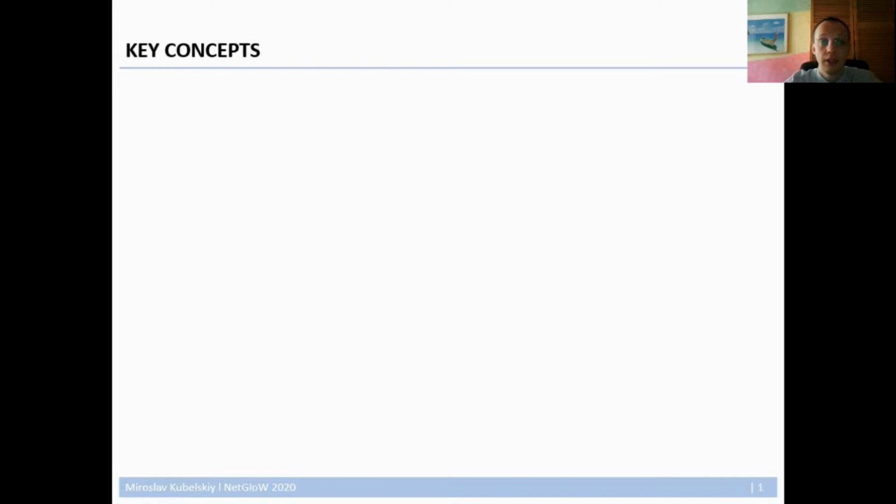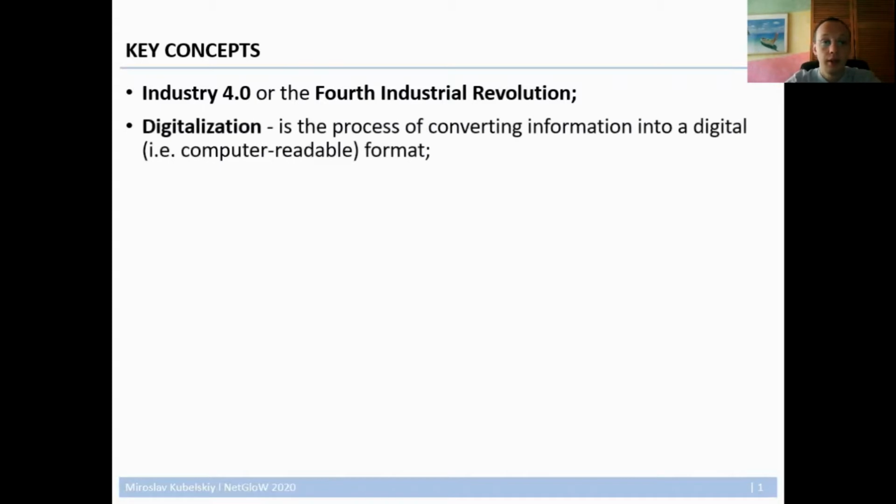So, first of all, it is necessary to introduce key concepts of the research. The process of building digital twins is a part of the fourth industrial revolution, or Industry 4.0. And the core process in the context of Industry 4.0 is the process of converting information into a digital format, that is, digitalization. And if we are talking about management practice, we can talk about digital transformation of enterprises. That is implementation of information technologies for supporting business activities.